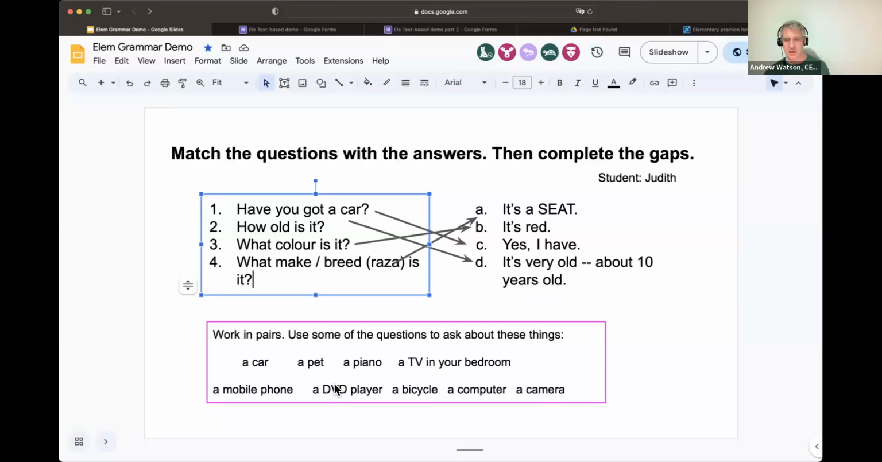Annie, have you got a car? Yes, I have a car. Okay, how old is it? It's very old, about 13 years old. 13 years old, okay. What color is it? It is blue. And what make is it? It's a Ford Ranger. It's a Ford.